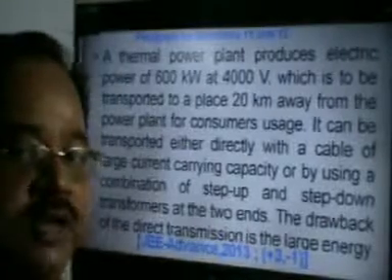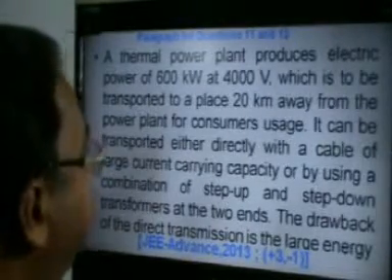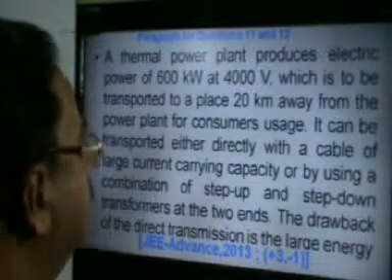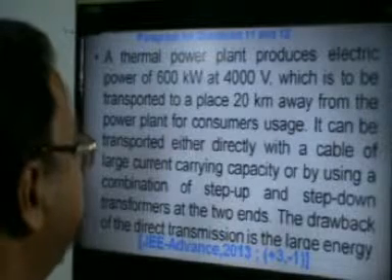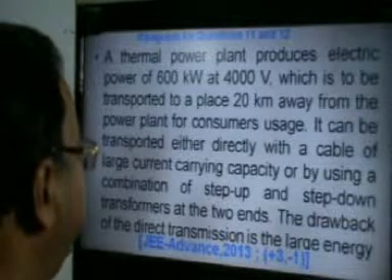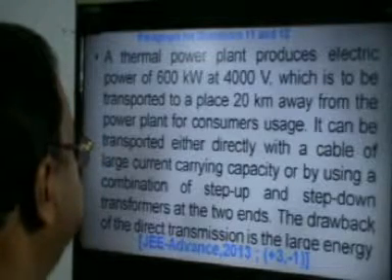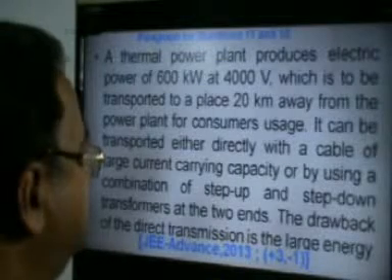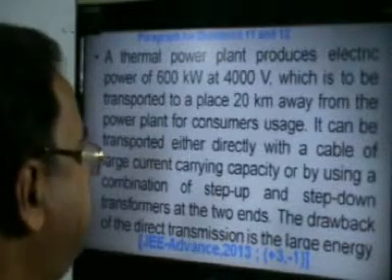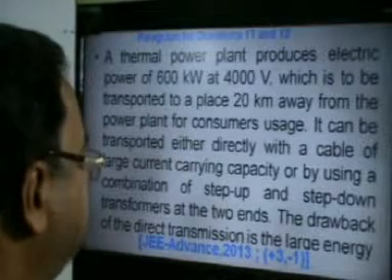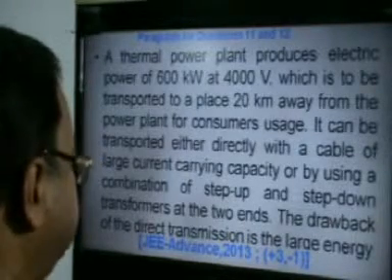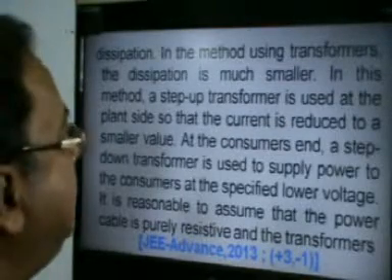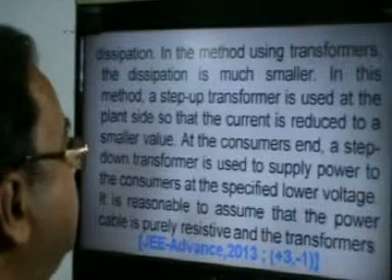Next paragraph for question 11 and 12: A thermal power plant produces electric power of 600 kilowatt at 4000 volt, which is to be transported to a place 20 kilometer away from the power plant for consumers' uses. It can be transported either directly with a cable of large current carrying capacity or by using a combination of step up and step down transformer at the two ends. The drawback of the direct transmission is the large energy dissipation. In the method using transformer, the dissipation is much smaller.